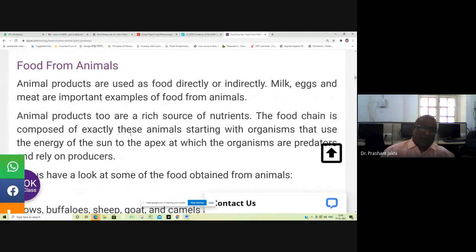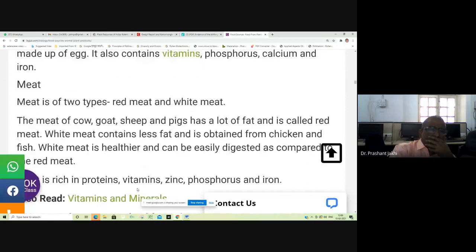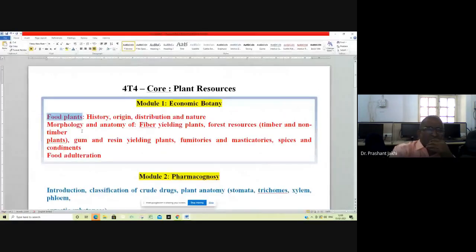I think you also know the different animals which directly or indirectly give us milk, egg, meat, which are also used as food material. So these are also known to you. Then as far as our unit 1 is considered, here we are going to have an idea regarding the food plants, that is, the history of food plants.